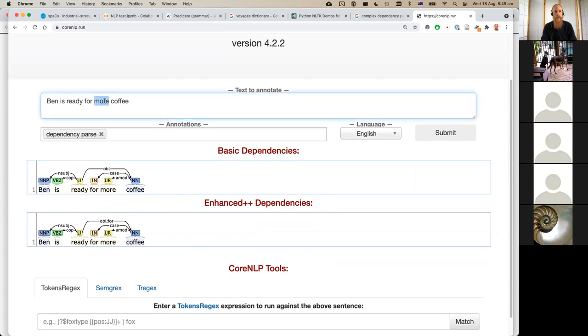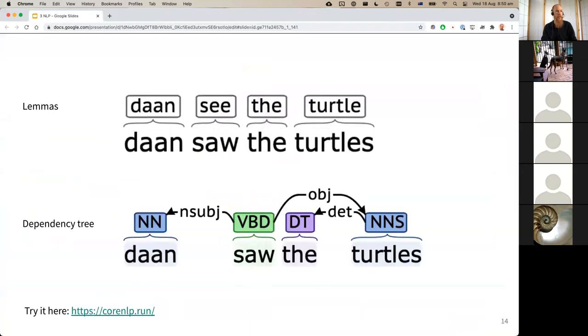So if I had just "Ben is ready for coffee," we wouldn't have this modifier, and we have the case. So this shows us the ways that the parts of the input sentence depend on other parts of the input.